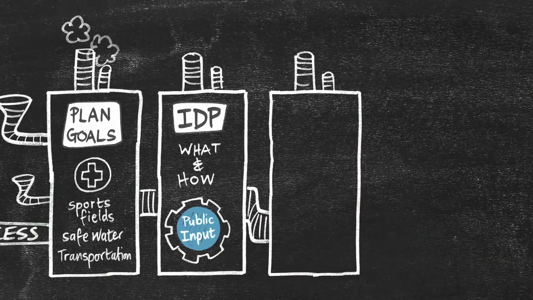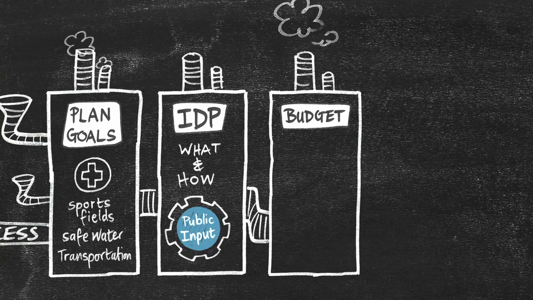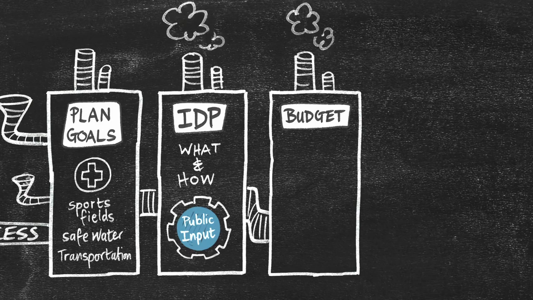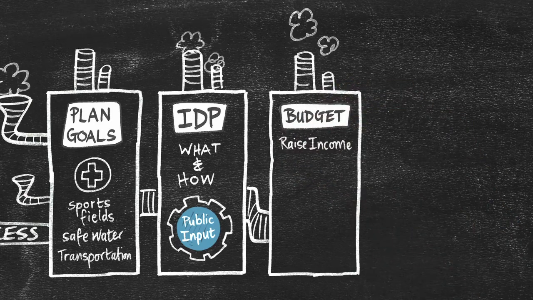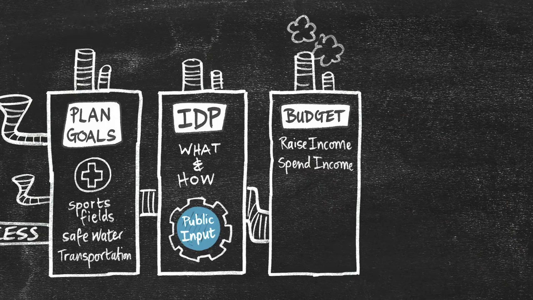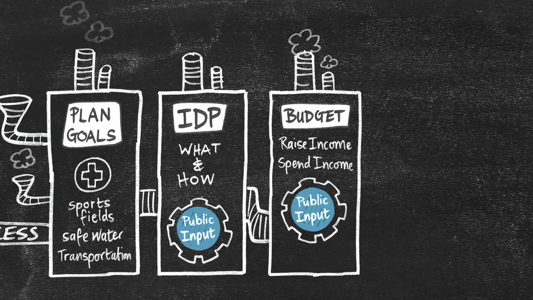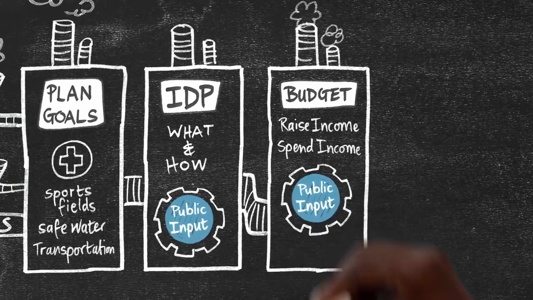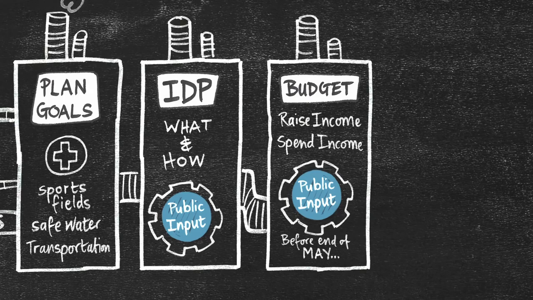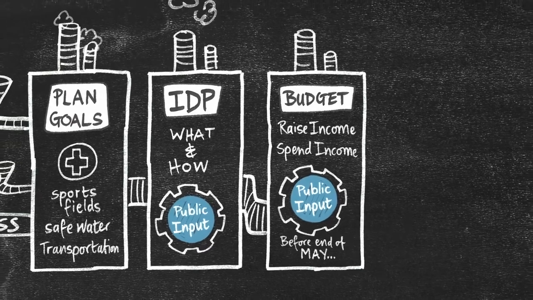Once the IDP is complete, the municipality will create a budget to reflect this planning. A full and clear budget will show how the municipality will raise income and what it will spend this income against. As with the IDP, the public is also able to comment on the draft budget. This must be done before the end of May, after which the final budget will be tabled in council for approval and approved before the start of the new financial year.